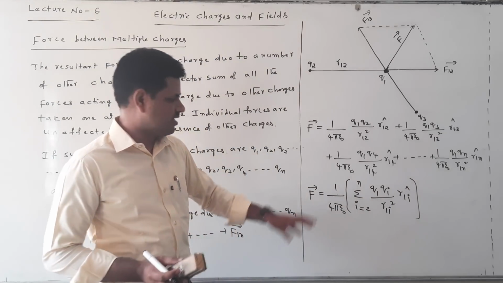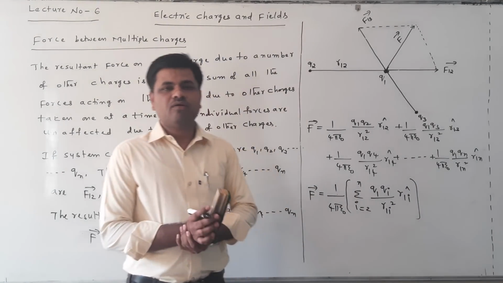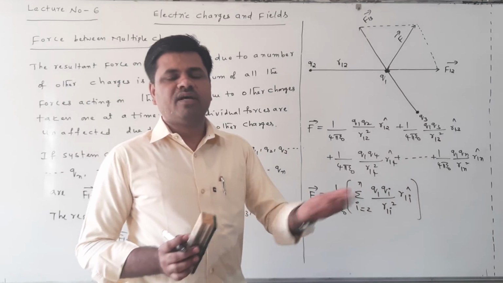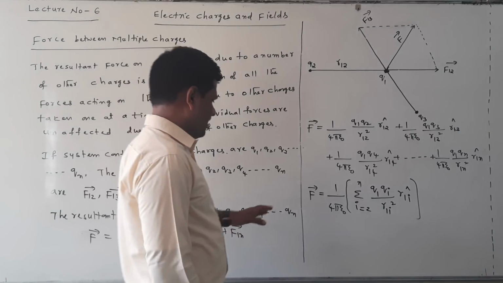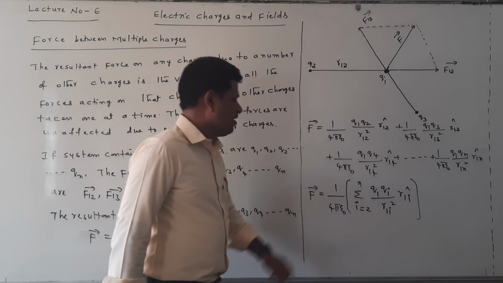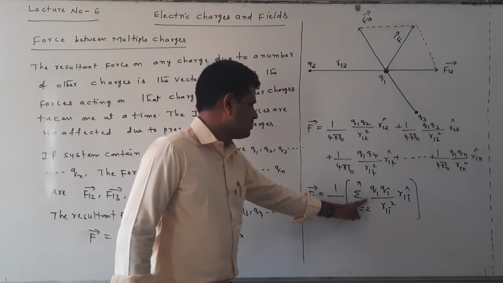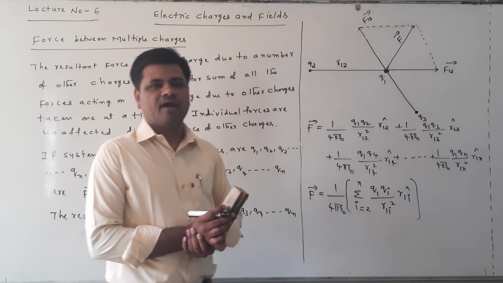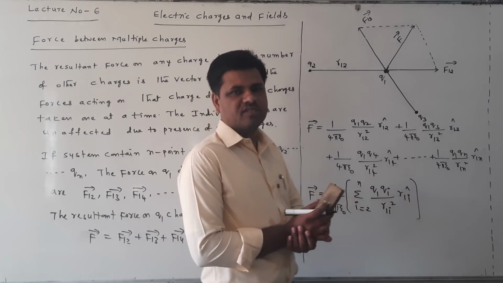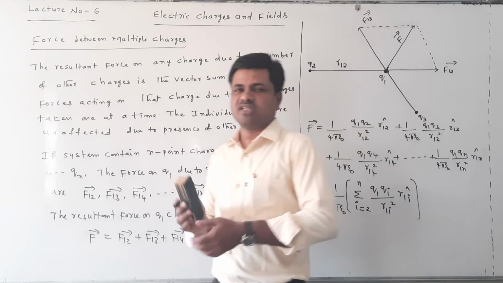We can write that this is the resultant force expression due to a system of n number of charges. For a system of n charges, the resultant force formula is 1 by 4 pi epsilon naught sigma i equal to 2 to n, Q1 Qi by R1i square into R1i cap.